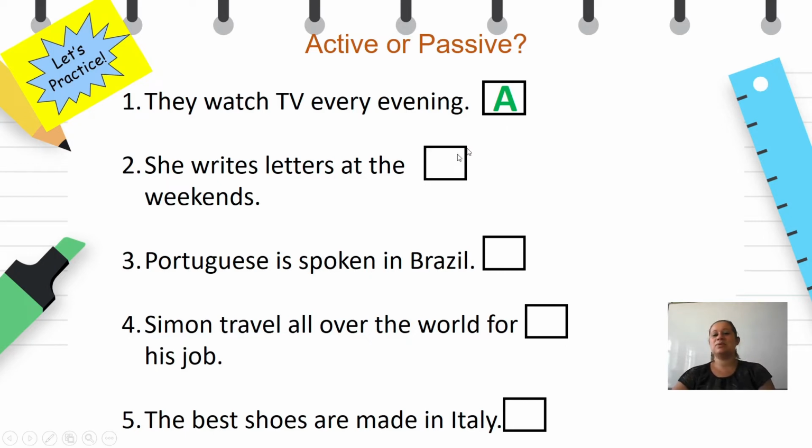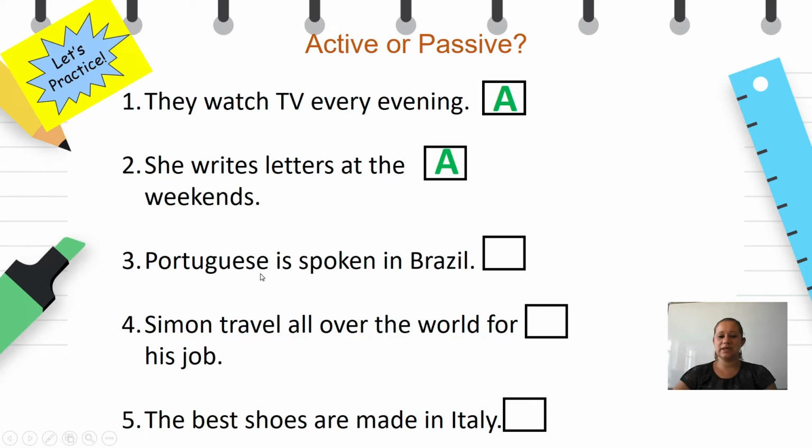Now let's take a look at the second sentence. She writes letters at the weekends. What do you think? She is the subject of the sentence. Writes letters at the weekends. Any ideas? Of course, it's an active sentence.